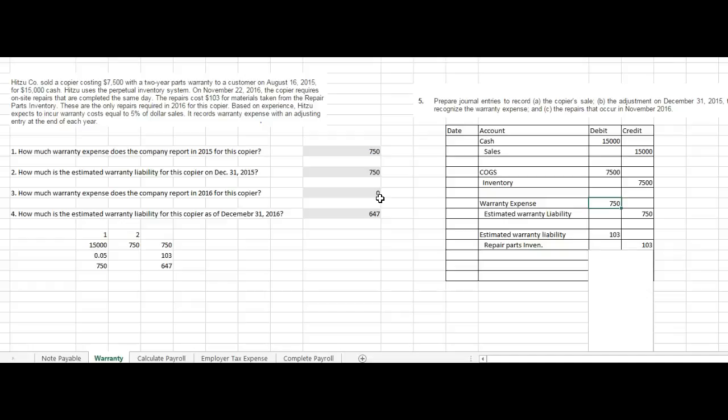They can get really complex, so this is something you're really glad you have a computer for. Just a very brief overview of warranty expense. Now we're going to do payroll next, so I'm going to end this one, and we'll start a whole new slide for the payroll.